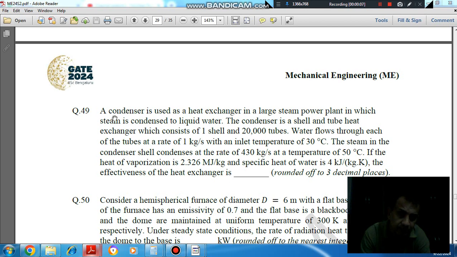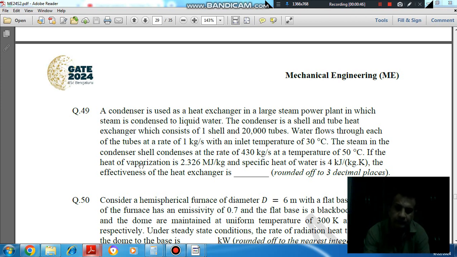Question number 49: a condenser is used as a heat exchanger in a large steam power plant in which steam is condensed to liquid water. The condenser is a shell and tube heat exchanger which consists of one shell and 20,000 tubes. The water flows through each of the tubes at a rate of 1 kilogram per second with an inlet temperature of 30 degrees Celsius. The steam in the condenser shell condenses at the rate of 430 kg per second at a temperature of 50 degrees Celsius.